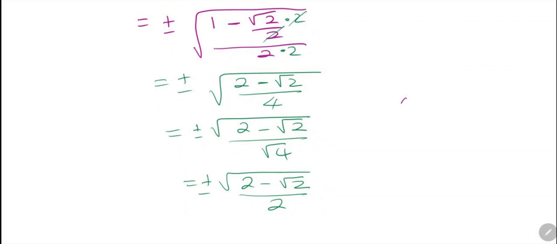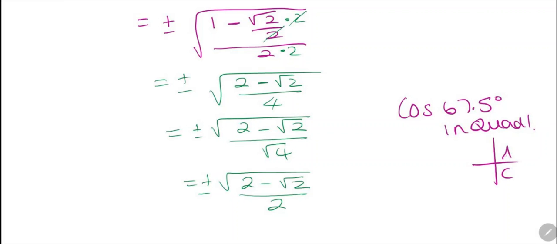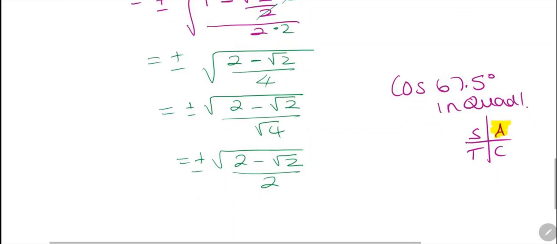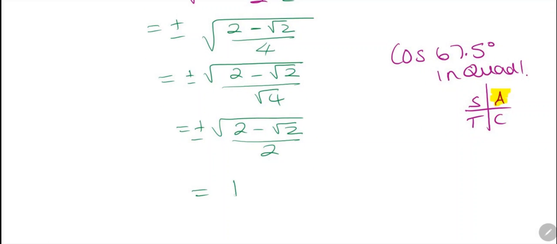So cosine of 67.5 is in quadrant 1, and in quadrant 1 everything is positive. So this is going to take a positive answer. So this is positive.